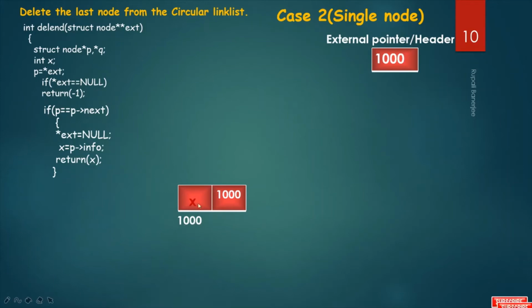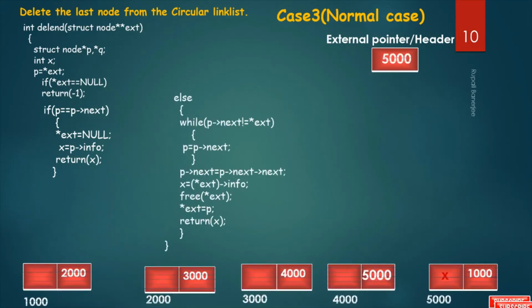So this info is x. So p arrow info is x, and I have to return this x. So after deletion of this node, I have to return this x, and star ext equals to null. Case 3, normal case, means all nodes are there and I have to delete the last node, this node. In case of circular linked list, the last node address is stored in external pointer. See, 5000 is here, and I have to delete this node.